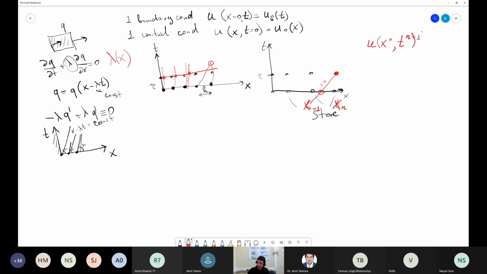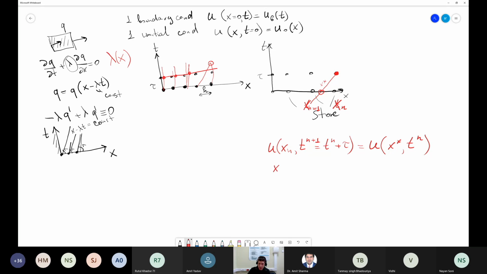Tn plus 1. No, it's my fault. We want to calculate the value here at the point xn at the time Tn plus 1, equal to Tn plus tau. Yeah, we want to find the value here. We know that according to this property, this is the same as the value of u at the point x star, at the intersection of this characteristic and the previous time layer, at the point Tn.